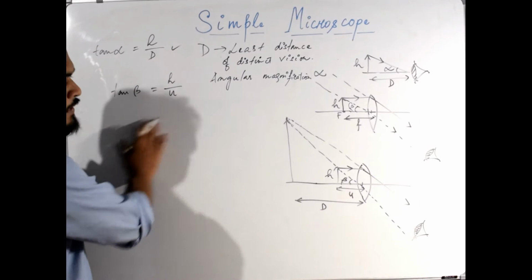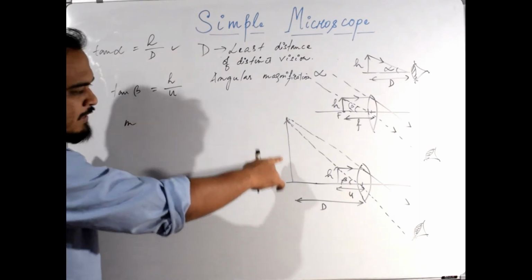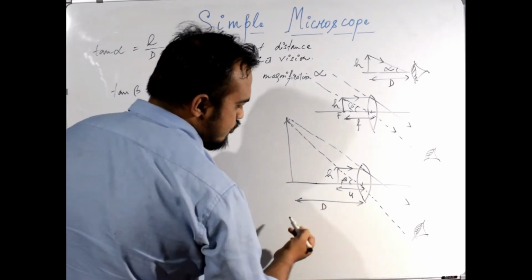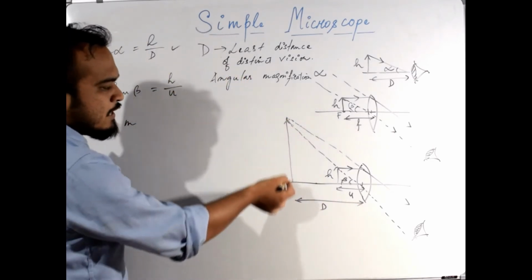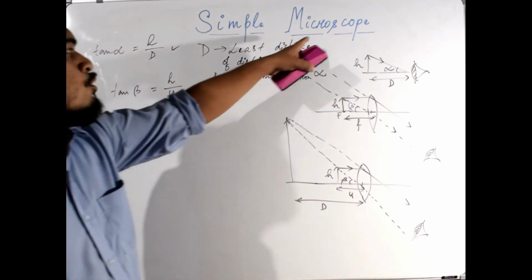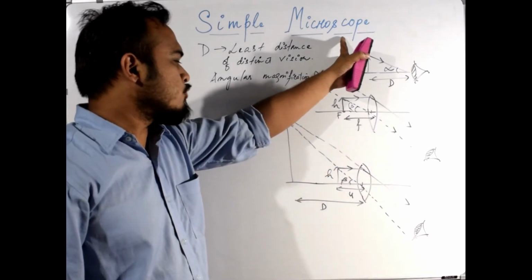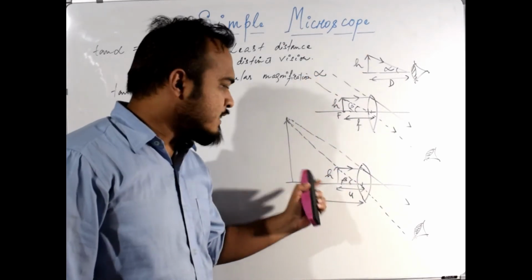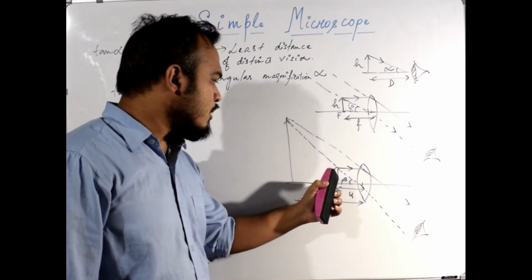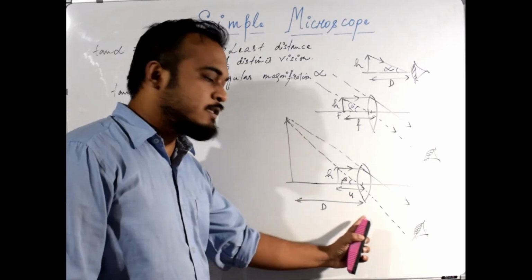So finally we need angular magnification. We can get angular magnification when the image is formed at the least distance of distinct vision. That means we need to see the image clearly. So what is the microscope doing? Microscope is making a smaller object visible clearly. So that's why the image should be formed at the least distance of distinct vision.